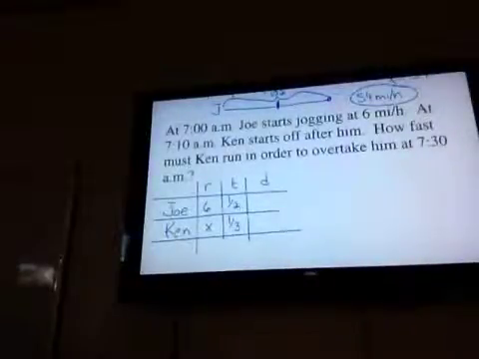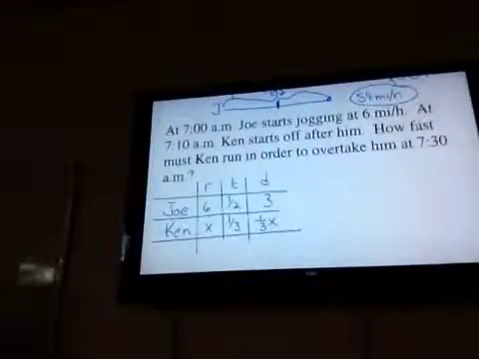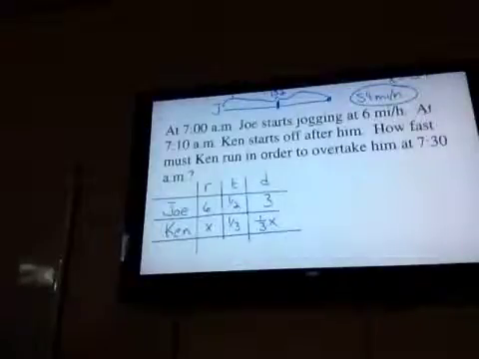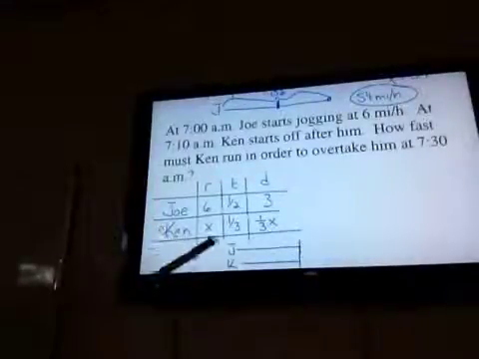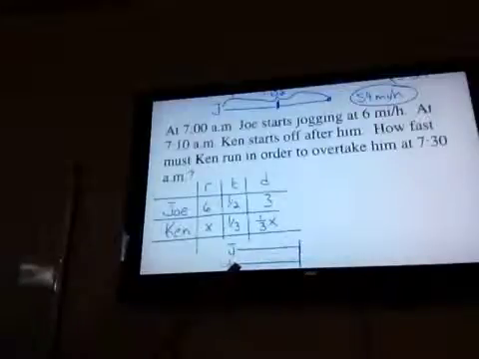Distance box, always the rate times time. 6 times 1/2 is 3. X times 1/3 is 1/3 X. Joe and Ken start jogging at 7:30. Ken meets him. We have a distance equal to a distance.